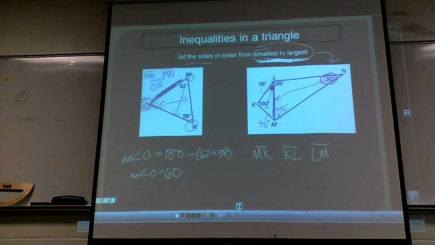All right, so I know I'm at the smallest of the big triangle. Now I'm going to move to the middle side of the bigger triangle. So that's my middle angle. That line right there is the one that's the middle side. So my next one is LN. And then the only one I didn't list yet is which one? MN. All right, so this would be smallest to largest.